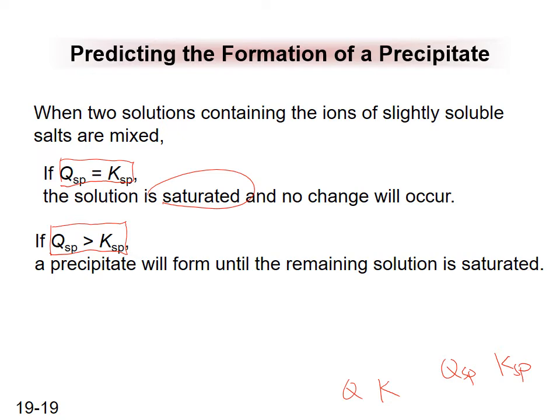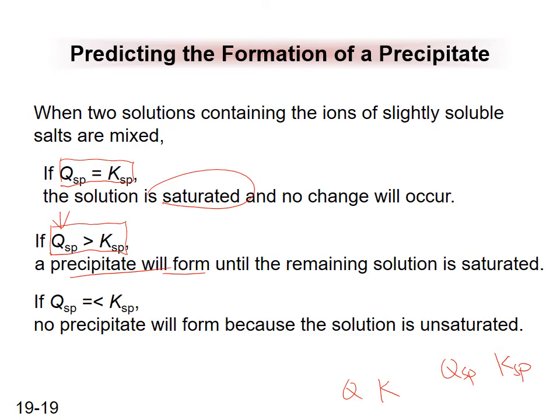When Qsp is greater than Ksp, that means there are more ions in the solution than in a saturated solution, because Q is the product of the ions. So a large Q means more ions in the solution, and therefore the reaction will go in reverse, to the left, to generate the solid, and the precipitate will form. On the other hand, if Q is less than K, that means there are fewer ions in the solution than in a saturated solution. So more solid will dissolve and no precipitate will form. Instead, if you have solid, it will dissolve.